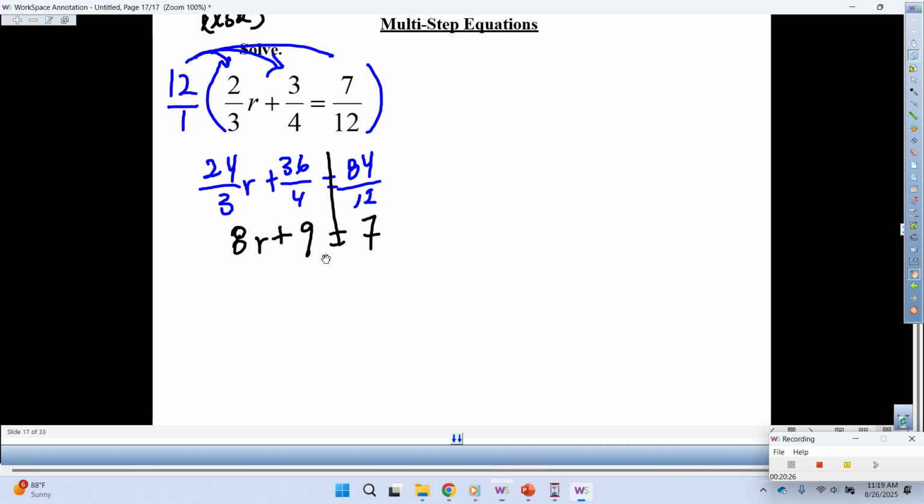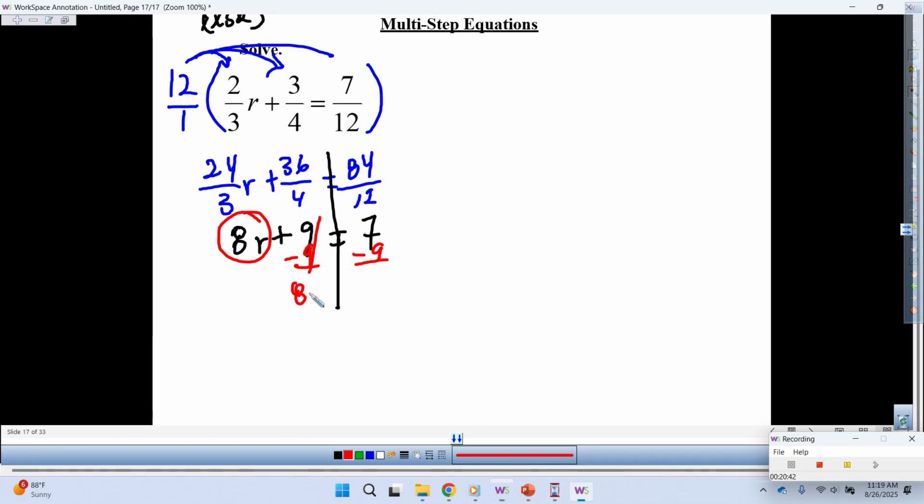So, can you finish that off? Yes, Mr. Q. All right, what do? Inverse operations, I need to leave R by itself. So I subtract 9, 8R equals negative 2. Last but not least, divide by 8. R equals negative 2/8 or 1/4.